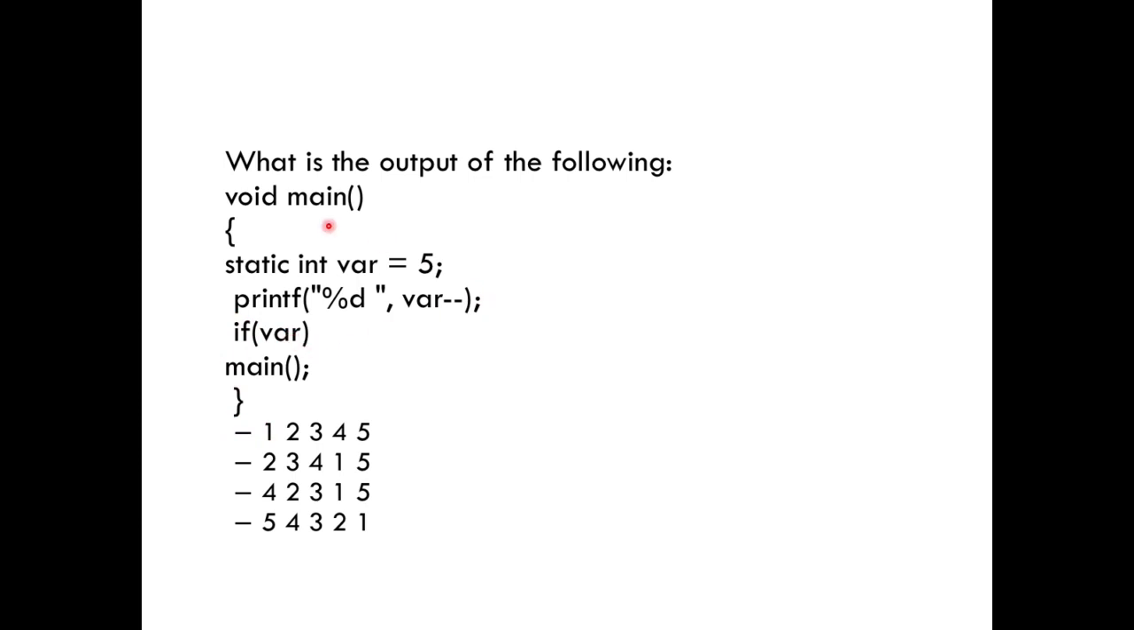So here what is the output you are going to get? It is 5, 4, 3, 2 and 1. So the last one is the right option. Okay. So this is the right option you are going to have. Is that clear? All right.